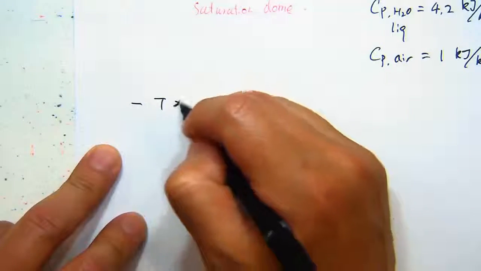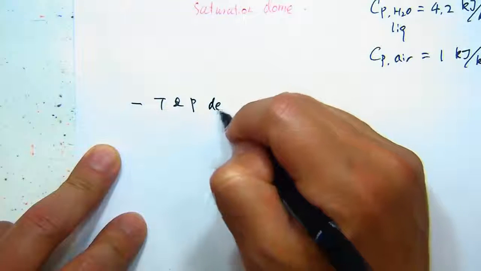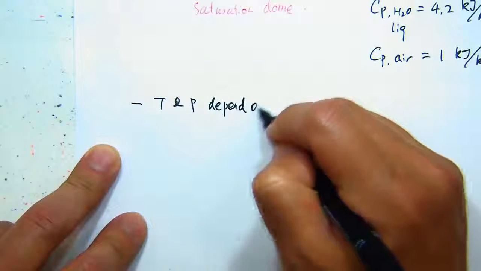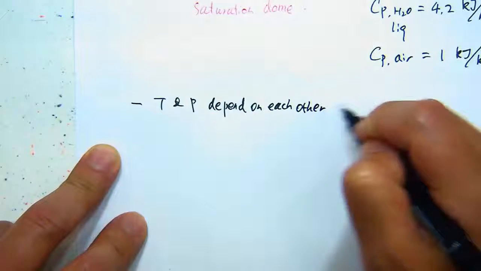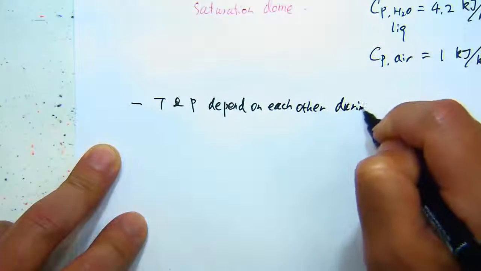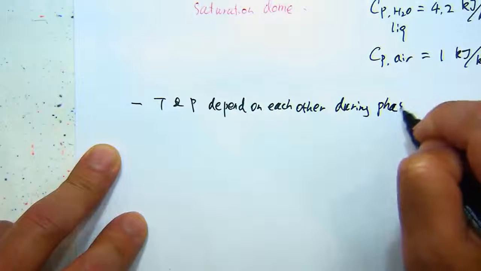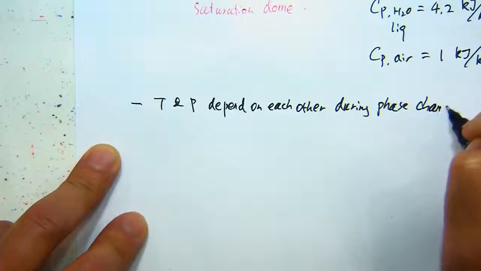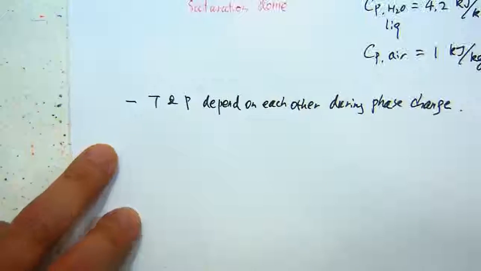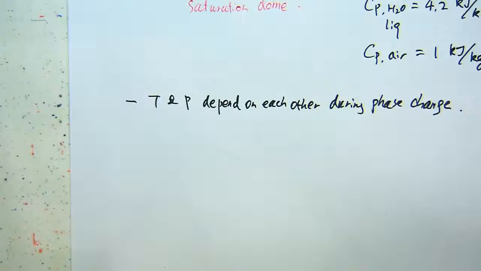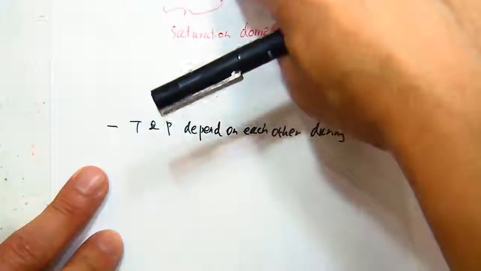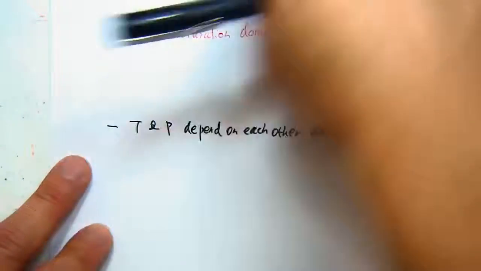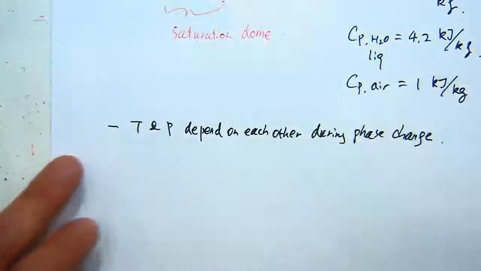So temperature and the pressure depend on each other during phase change. So if you know the temperature, you know the pressure during the phase change process, right? Not necessarily for this compressed liquid or superheated vapor line, but during this horizontal line, that must be the case.